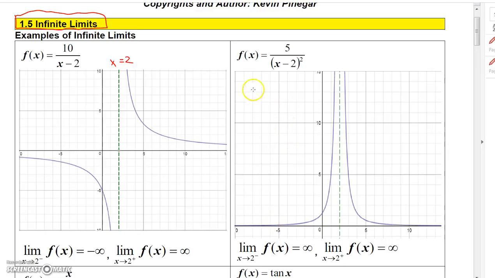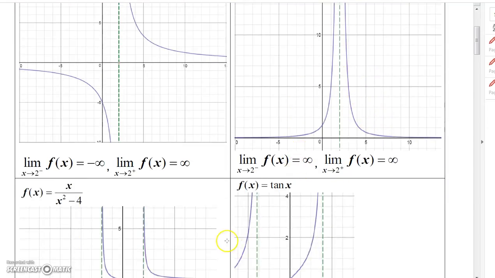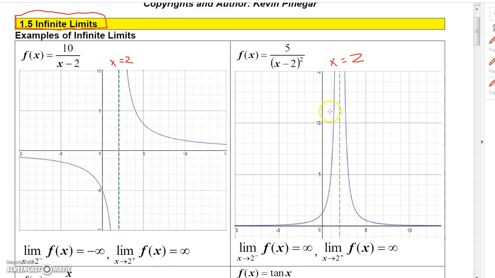Okay, here's another one. 5 over (x minus 2) quantity squared. Notice here, this dotted line here is x equals 2. And notice as you approach 2 from the left, the graph increases without bound. Also, if you approach 2 from the right, the graph increases without bound. So here, the limit from the left would be infinity. The limit from the right would be infinity. You actually could say that this limit itself is infinity.